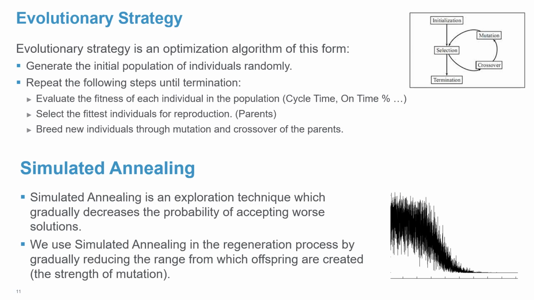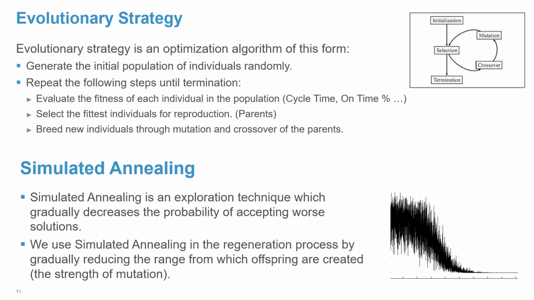Evolutionary strategy is an optimization algorithm of this form. In the first iteration, generate the initial population of individuals randomly. Then, repeat the following steps until termination. Evaluate the fitness of each individual in the population. In our case, we'll evaluate the KPIs cycle time and on-time percentage.